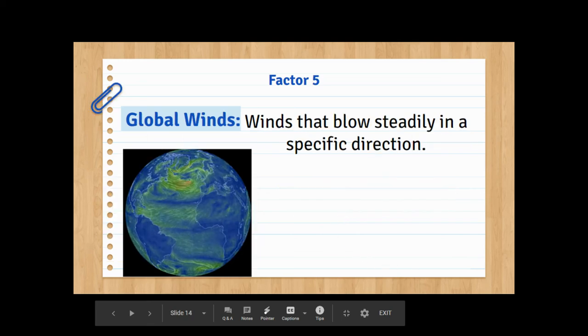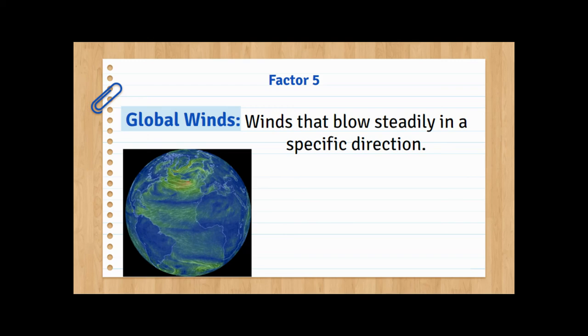The final factor that affects climate is global winds. Global winds are winds that blow steadily in a specific direction. Pause the video now to record this factor in your notes. We will talk extensively about global winds in our next unit, but we will be introduced to this concept in this unit. Global winds are going to impact the type of air mass that moves into a region, and global winds are predictable and occur in a seasonal pattern. That is why they are considered a factor that affects climate.